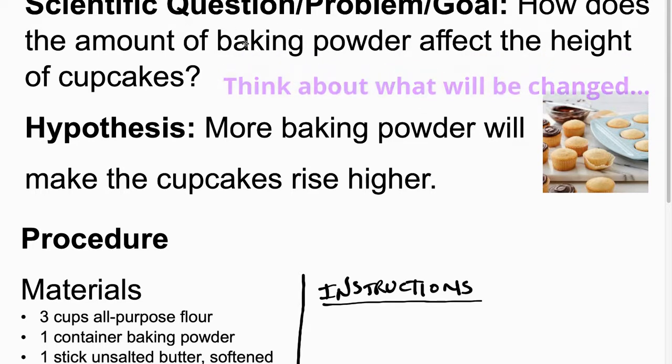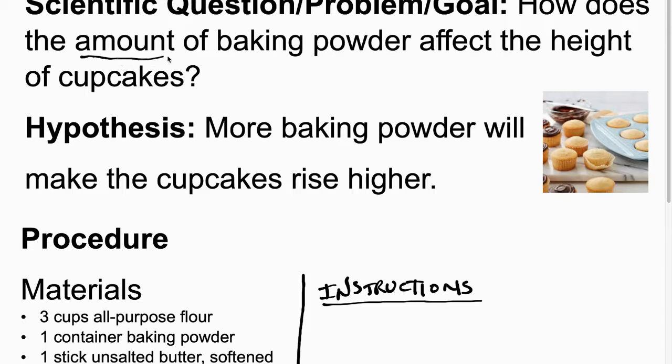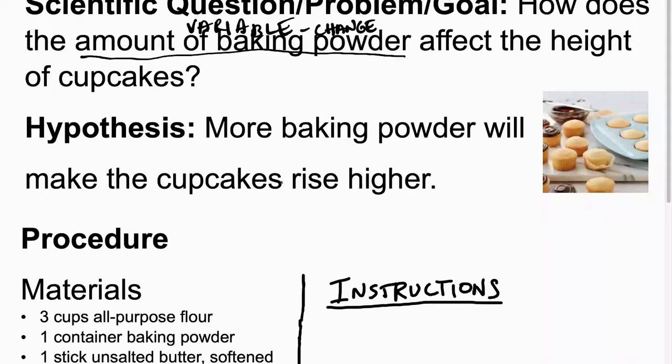When I look here, I see, first of all, here's my variable, the amount of baking powder. So I'm going to do a little bit of labeling. This will have to change in my procedure. So before going to the instructions, do a little bit of thinking in terms of your question and what you are measuring.